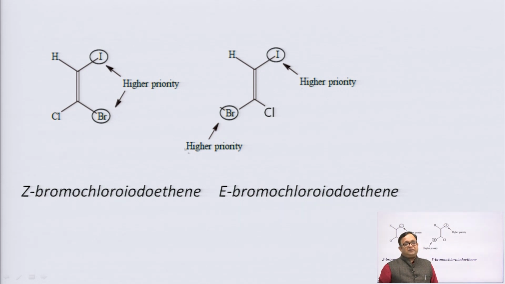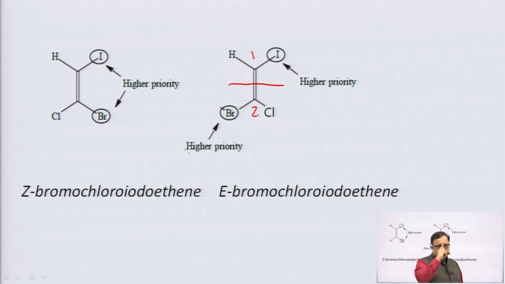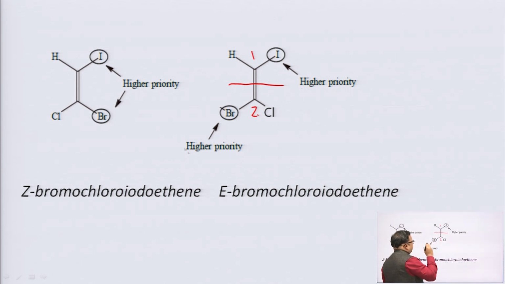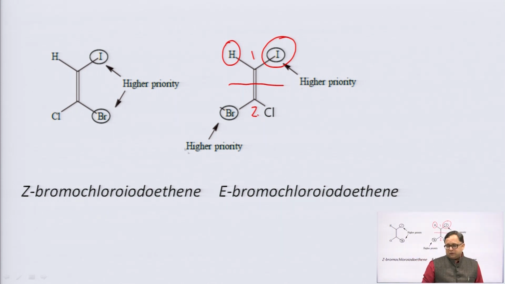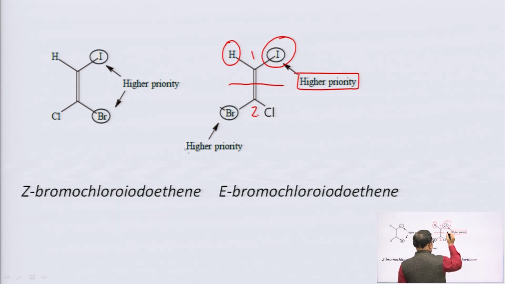Let us take an example. In this case, what are we doing? First of all, my dear students, designate the carbons 1 and 2. Let us observe carbon number 1. Carbon number 1 bears 2 substituents, one is hydrogen, another is iodine. So, which has the higher atomic number? Obviously, iodine. So, we will give higher priority to iodine.